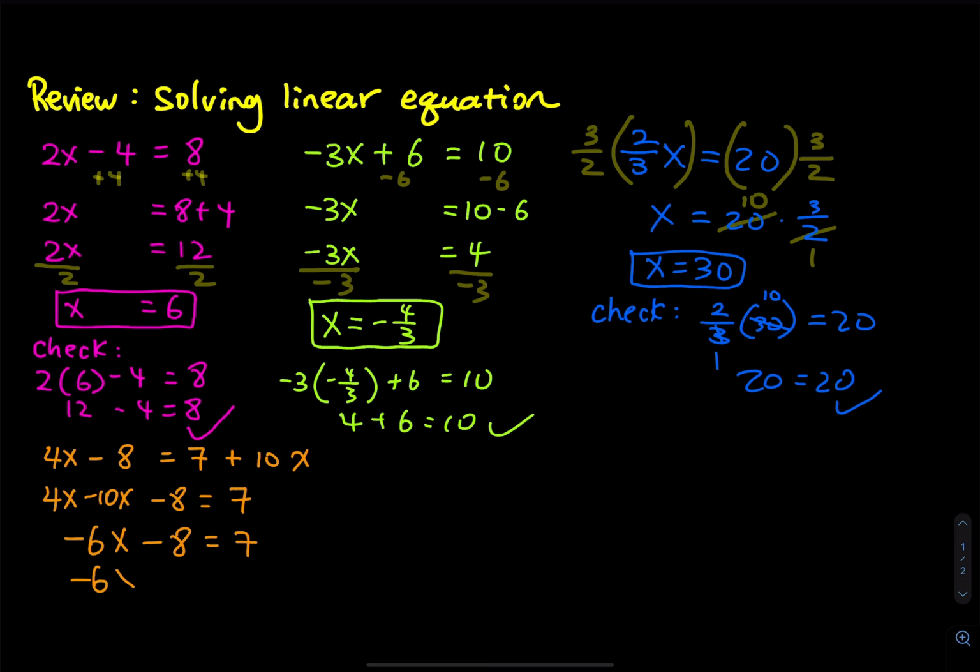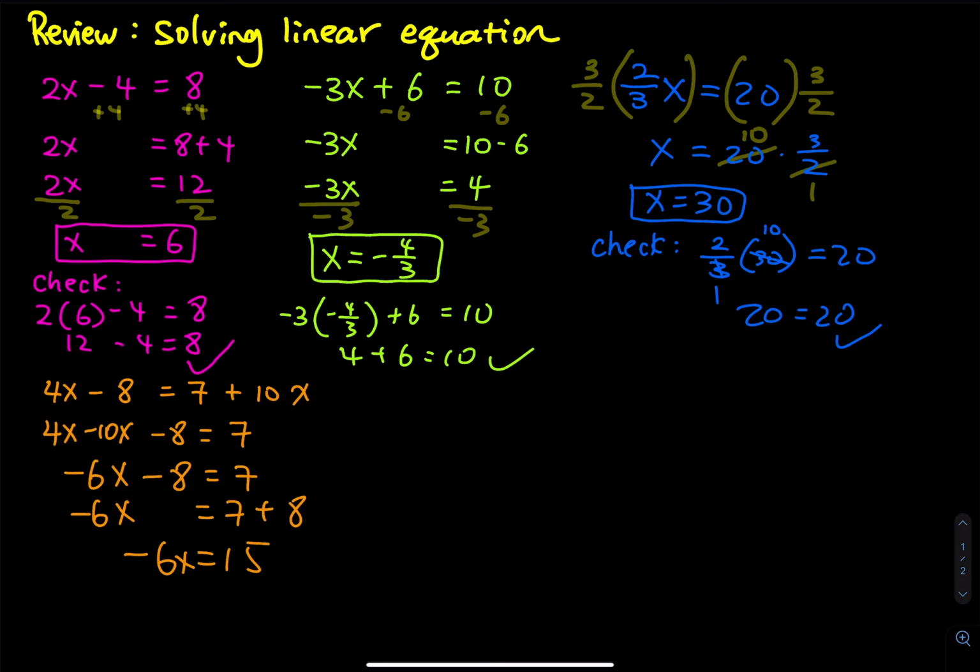So you have negative 6x equals 7 plus 8, that is 15. So this is negative 6x equals 15. And then the solution is, you divide by negative 6 on both sides. So let's write that out. You divide negative 6 on both sides. So what is x equal to?